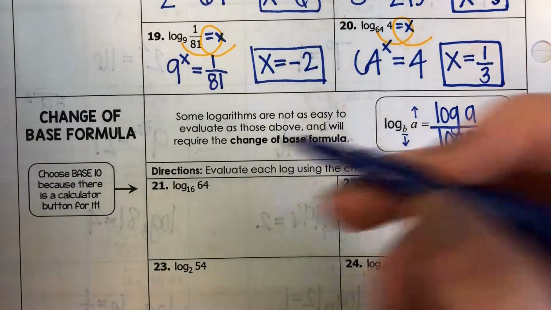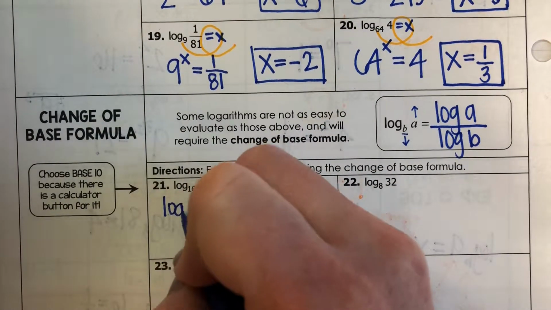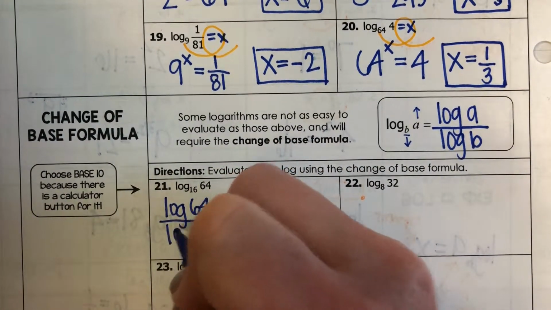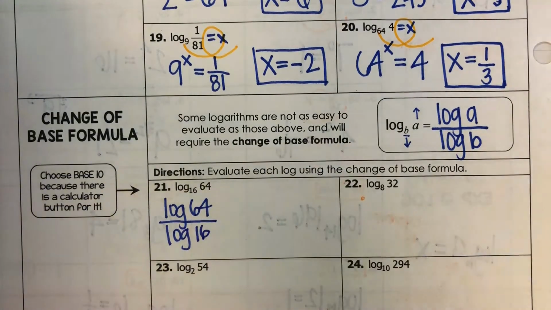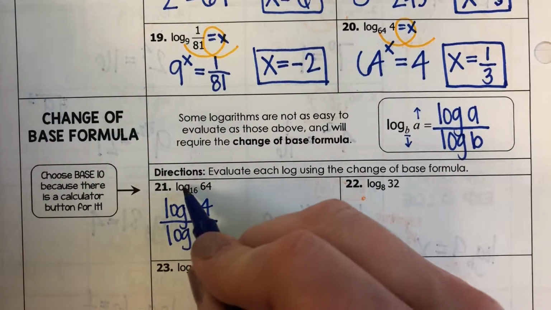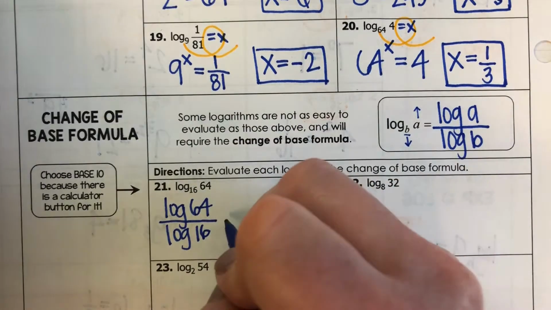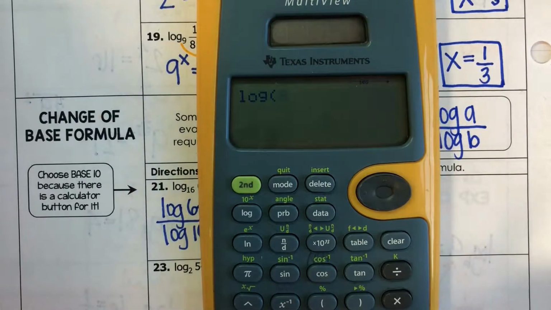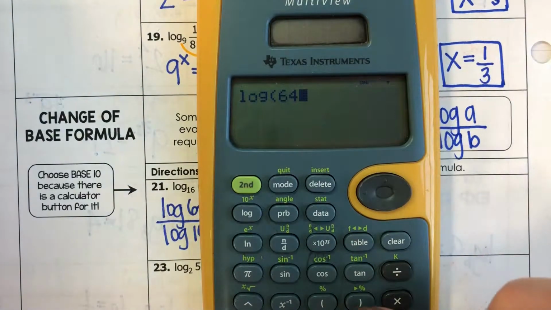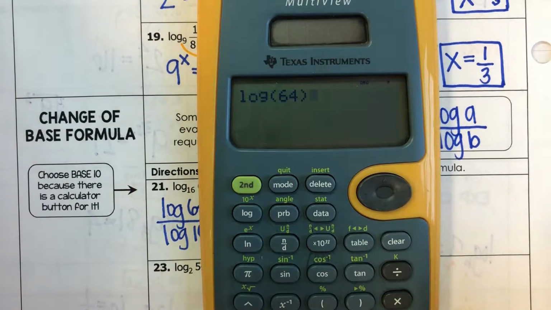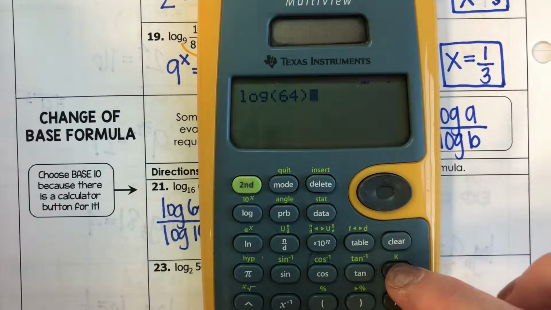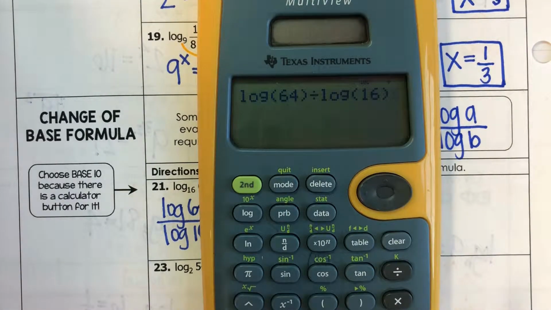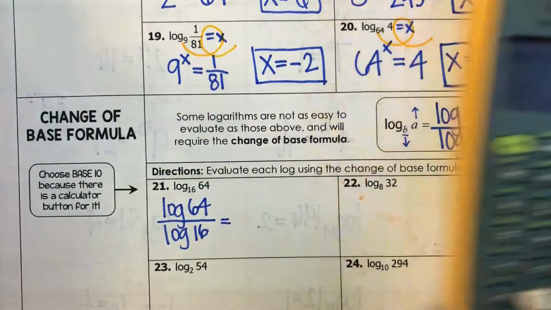Now, what I'm going to do here is log of 64 over log 16. So I took the log of the big number divided by the log of the base. I'm going to do this in my calculator. I have log of 64. It's very important that I close my parentheses. Make sure you close your parentheses and then divide that by log 16. Hit enter, and it gave me 1.5.